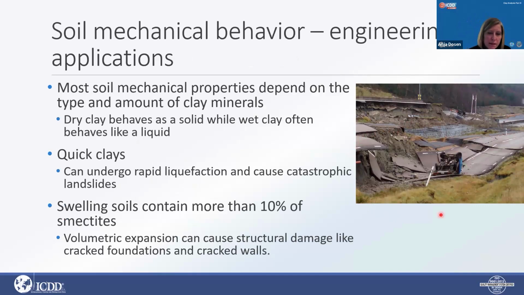So this is something where clay minerals are not as useful, because we know the dry clay and wet clay behave differently. So there's something here that we call quick clays, and this is an example here. These quick clays can cause catastrophic landslides. They undergo very quick liquefaction, and the landslides happen in like seconds or minutes. As you can see, these cars are overturned because this happened extremely quickly.